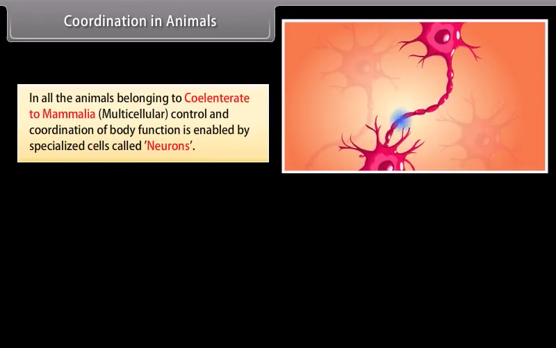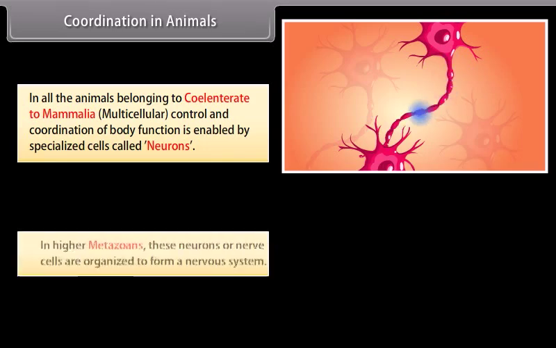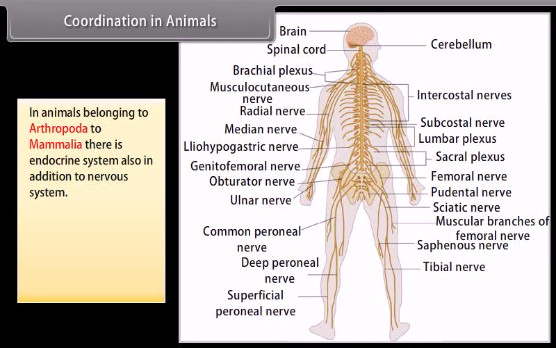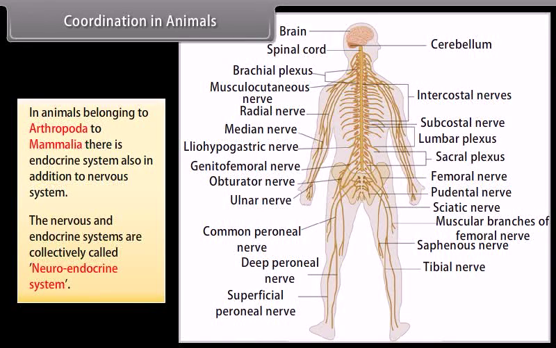Coordination in animals. In all the animals belonging to coelenterata to mammalia, multicellular control and coordination of body function is enabled by specialized cells called neurons. In higher metazoans, these neurons or nerve cells are organized to form a nervous system. In animals belonging to Arthropoda to mammalia, there is an endocrine system also in addition to the nervous system. The nervous and endocrine systems are collectively called neuroendocrine system.